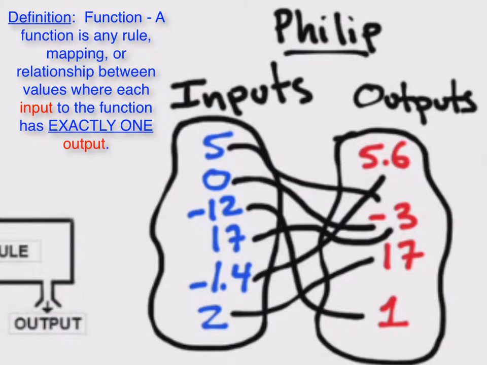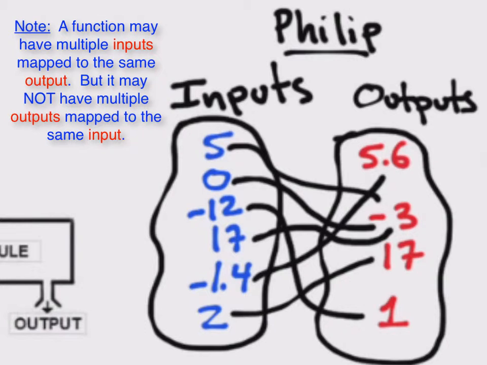Yes, this relationship is a function. A function may have a single output that has multiple inputs. For instance, -3 has 3 different inputs that go to it, but that's fine. It wouldn't be okay for a single input to have multiple outputs.